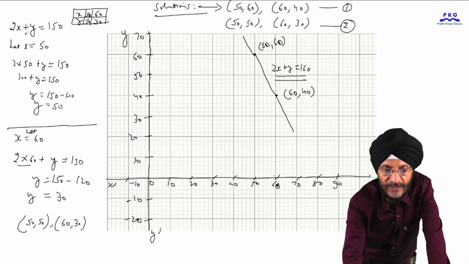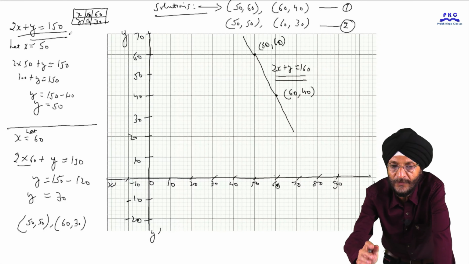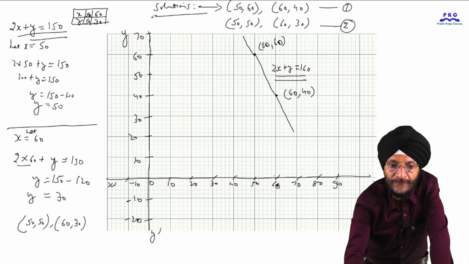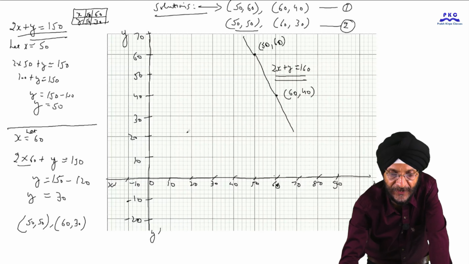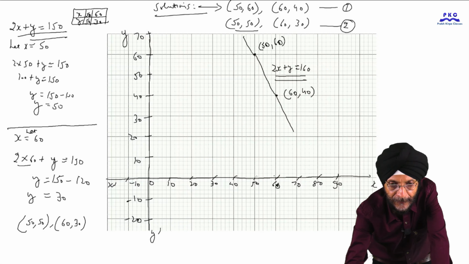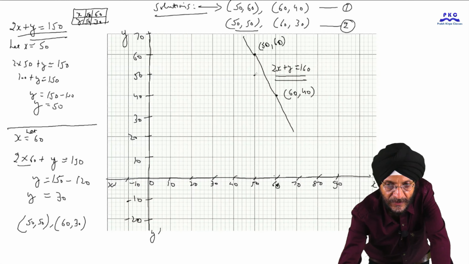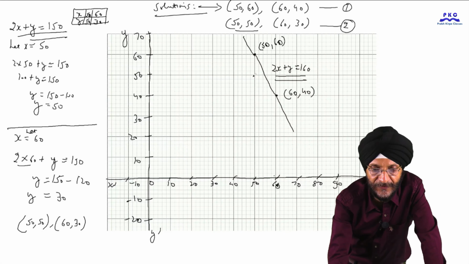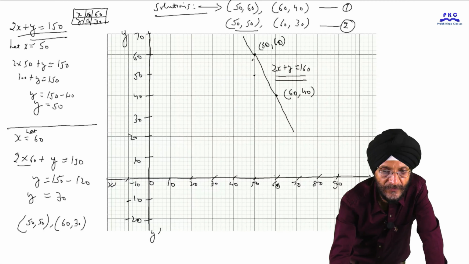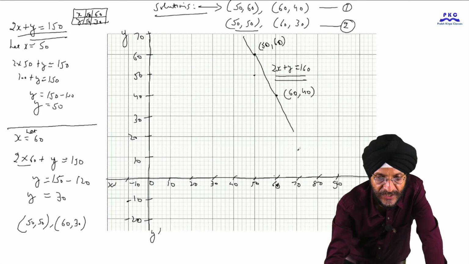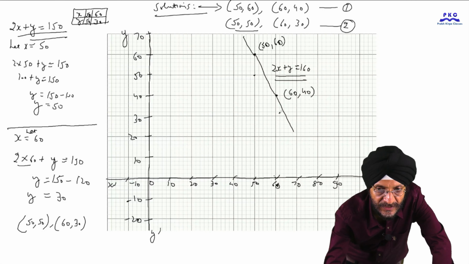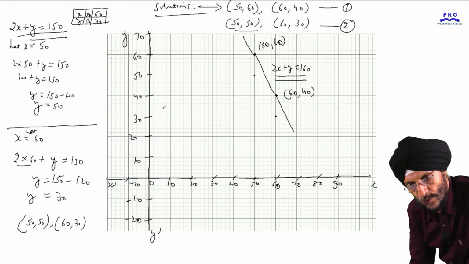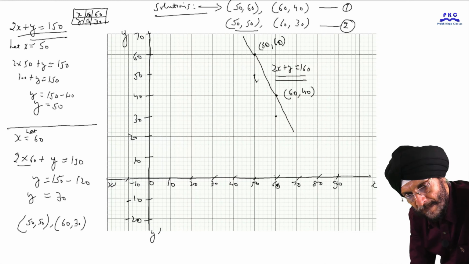Now the other equation for which we will form the straight line or the graph is 2x plus y is equal to 150. What are the solutions which we have calculated? 50, 50. This is 50, and the other point 50 is here. This is 50, 50, where x is also 50, y is also 50. Another point is x is 60 and the value of y is 30. Here it is. So now we will have to join these 2 points.